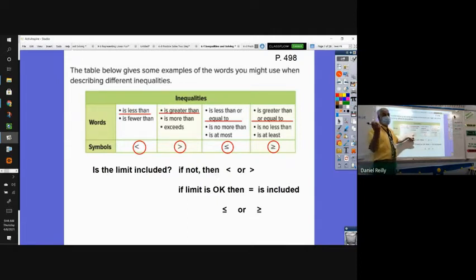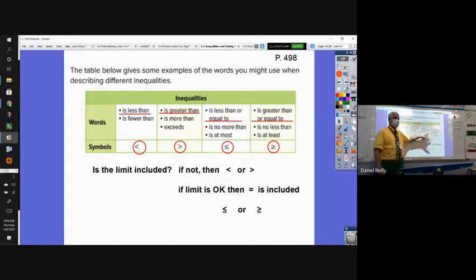Now, if it includes the boundary, like the stamps, the pictures problem, where 11 ounces was okay, right? Then it would be less than or equal to, or no more than 11 ounces, or the weight of the pictures is at most 11 ounces. It includes the boundary number. Then your symbol is going to include the equal to part, the little line underneath. Okay, these are all less than or equal to. At or below are words you might see with this one too, right?